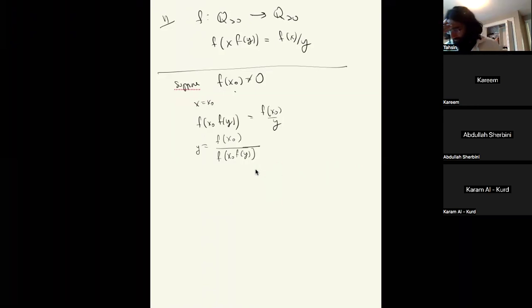I see. Your point is, since it's different for any two y, then f of x0, f of y should be different for any two different y, so f of y is different for any two y, meaning it's surjective. I see. So we want to show that it's a bijection. And for surjective, I understand what you're saying.